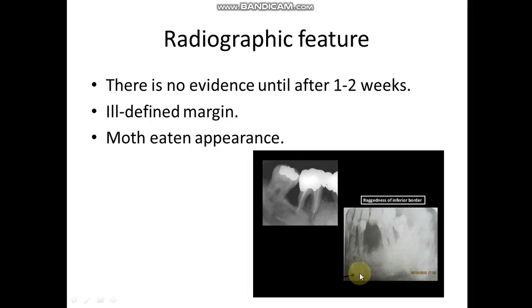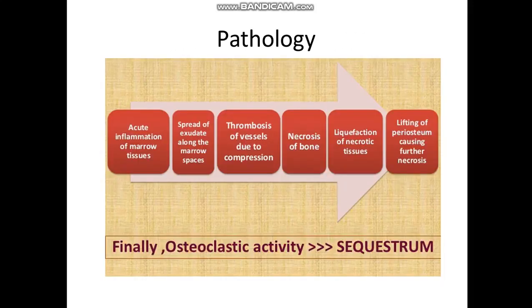Why is there moth-eaten appearance? Because there is non-living bone surrounded by new bone formation, by living bone. The pathogenesis or pathology of acute suppurative osteomyelitis: there is periapical infection, for example, spread to medullary spaces, so there is acute inflammation within the marrow tissue, spread of exudate along the marrow spaces.